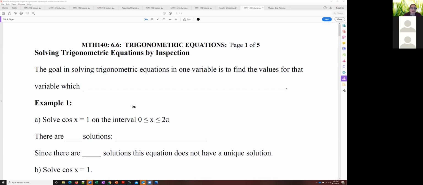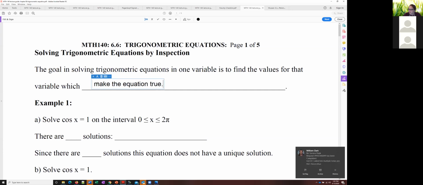Section 6.6 is about solving trigonometric equations. Hang on just a second. Okay, I think we're good. All right, and so the goal in solving trigonometric equations in one variable is to find the values for that variable which make the equation true. Just like solving equations back in algebra class, we're trying to figure out what values of the variable will make the equation true.